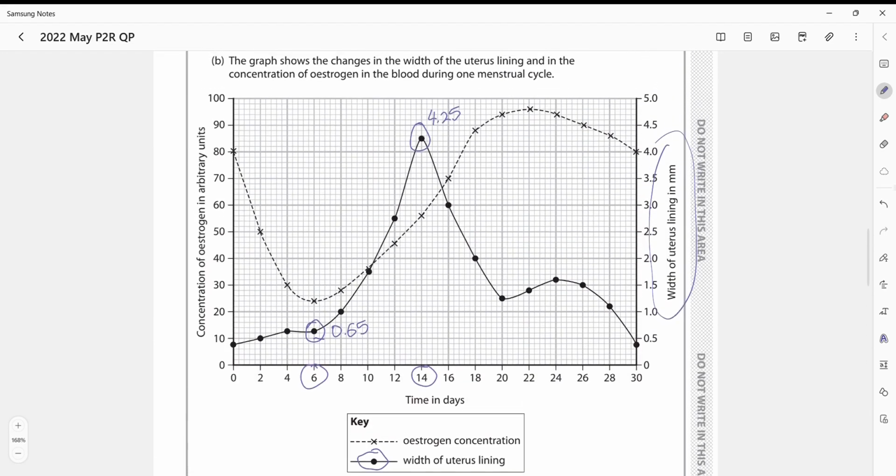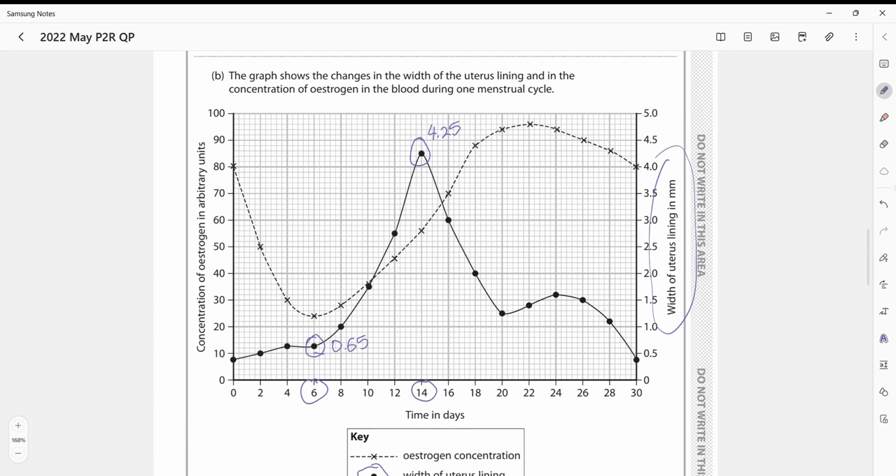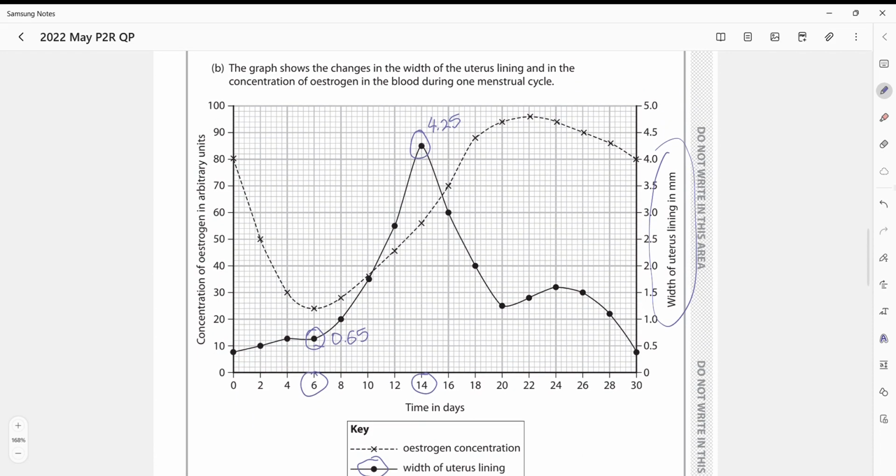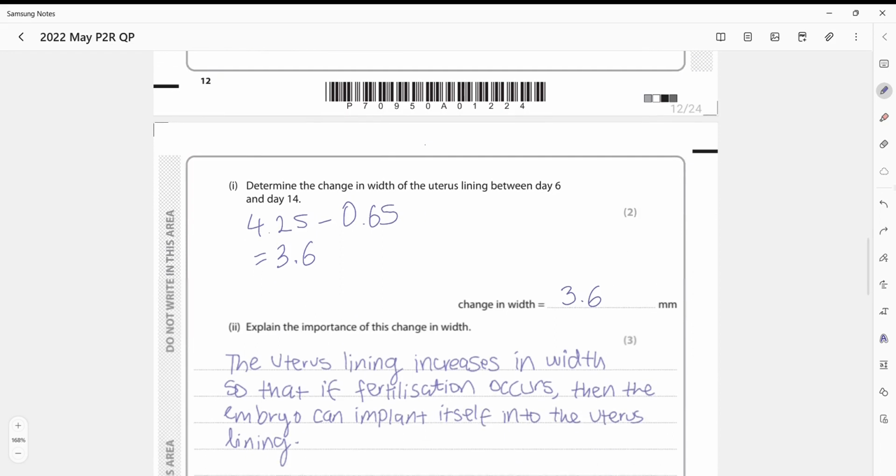Okay, determine which day menstruation occurs. Menstruation occurs when you have the shedding of the lining. In the marking scheme, it says that menstruation happens between day 0 and day 6. This is because both progesterone and estrogen levels would fall right before menstruation. So that's why it's day 0 to day 6. But I'll be honest, this graph has me a little stumped because I would have thought that menstruation happens somewhere here where there's a drop in the width of the uterus lining, but it says it's from day 0 to day 6, so that's just what we're going to write here.